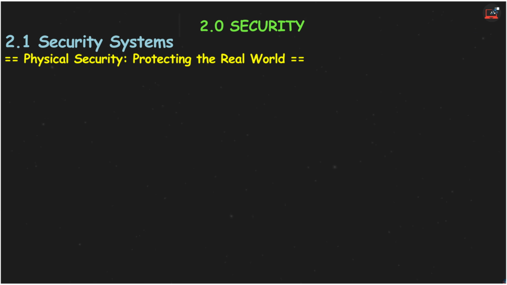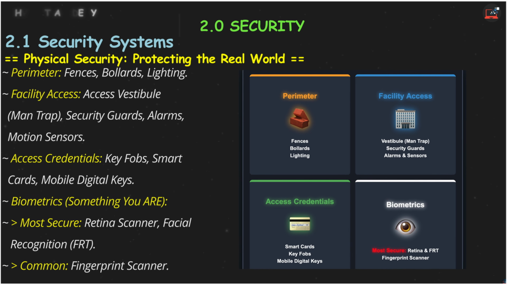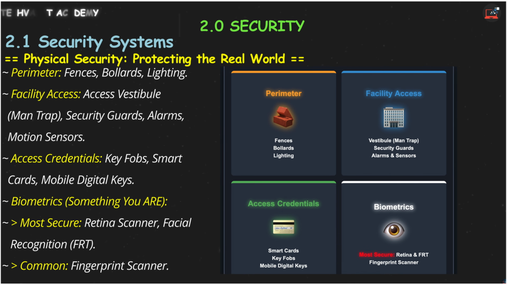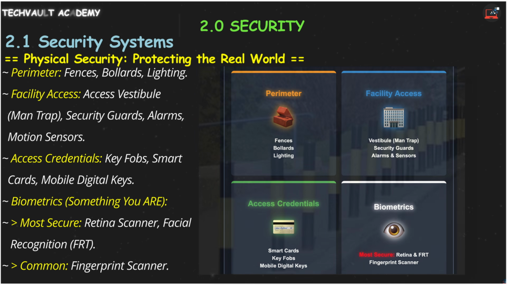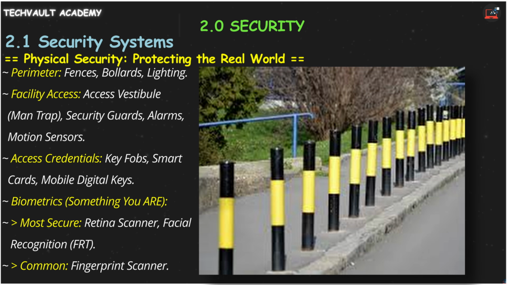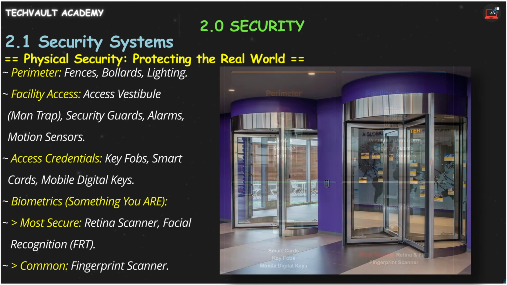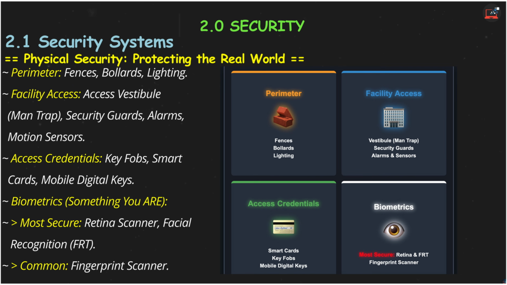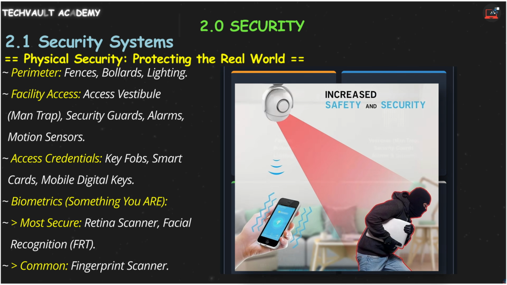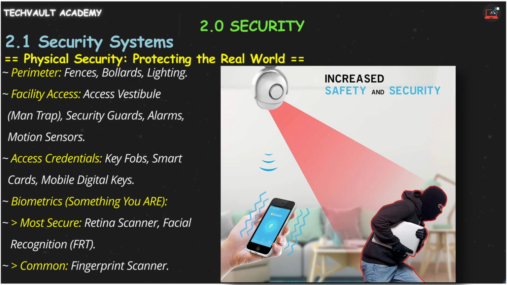Next, physical security, protecting the actual hardware and facilities. This starts at the perimeter with fences and bollards to stop vehicles. To enter, you might pass through an access control vestibule or a man trap, which ensures only one person enters after being verified by a security guard. Lighting is a critical, simple deterrent. Magnetometers detect metal, and alarm systems use motion sensors to detect intruders.